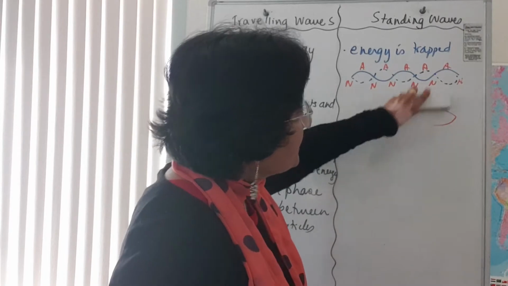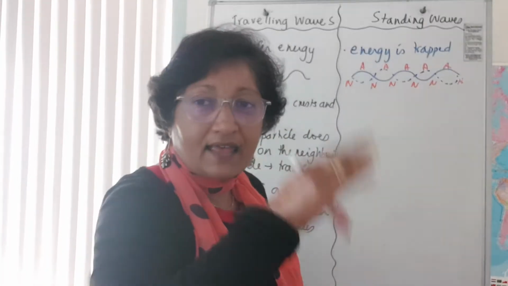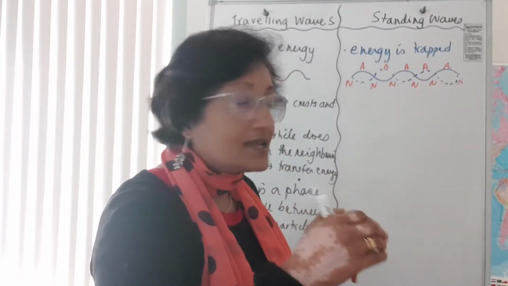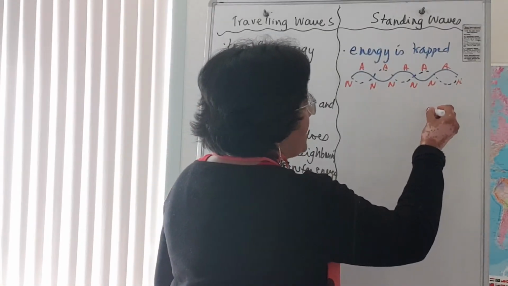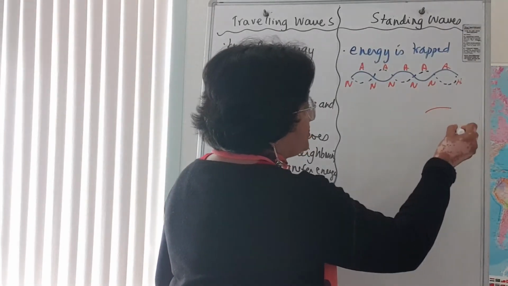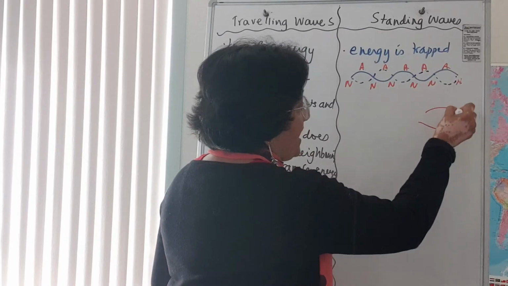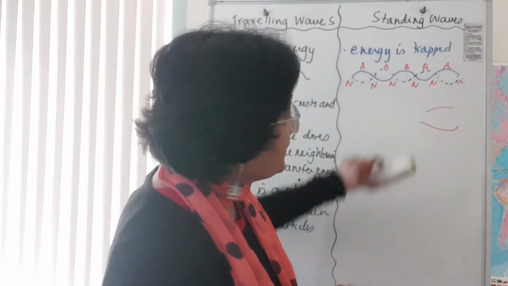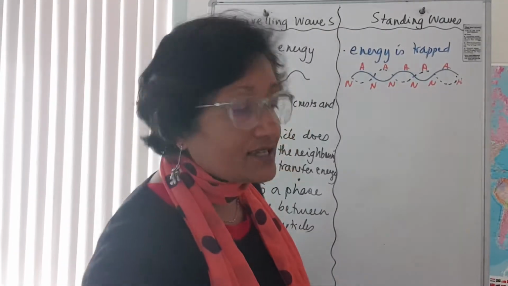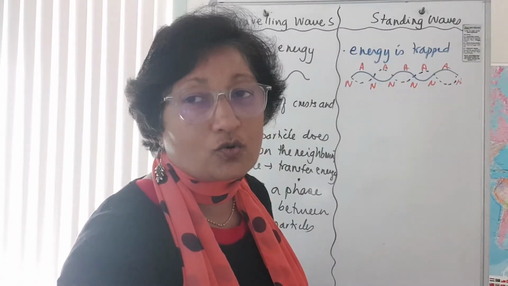However, if it is a loose end and the medium is free to vibrate, what goes up as a crest will come back as a crest, so you have a doubly high crest, so you have an antinode there. So free ends have antinodes, fixed ends have nodes.